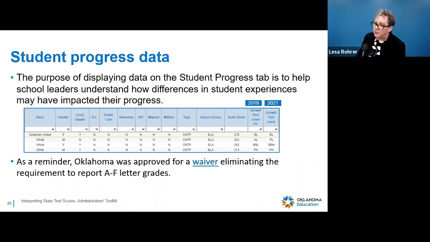Reminder again that we were approved for a waiver. There are no A through F letter grades. So even though this lives in what looks like academic growth, we're really just giving you the information to look at how performance changed. There is no A through F letter grade this year.